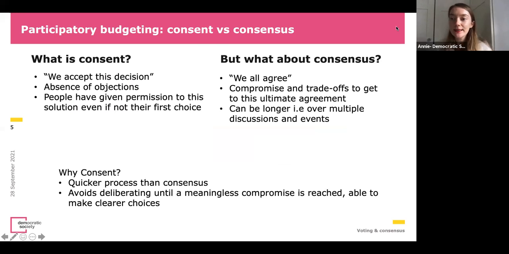So this is quite an interesting one, consent versus consensus. So I think in Scotland we tend to use the word consensus a lot, but sometimes we mean consent, and they're slightly differing, even though we sort of want to get to the same conclusion, everyone's sort of in agreement. They might have had these discussions and things like that. So consent is, we accept this decision. So it might not be their top priority, they might not love it, but they'll live with it. So it's the absence of objections. So people have given permission to this solution, even if it's not their first choice.